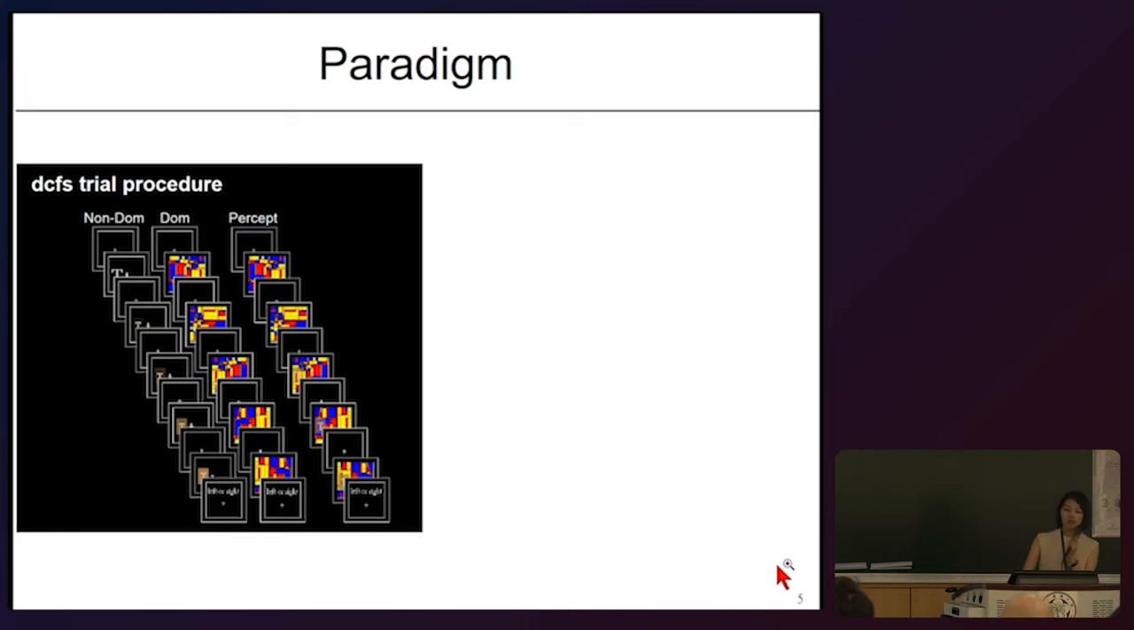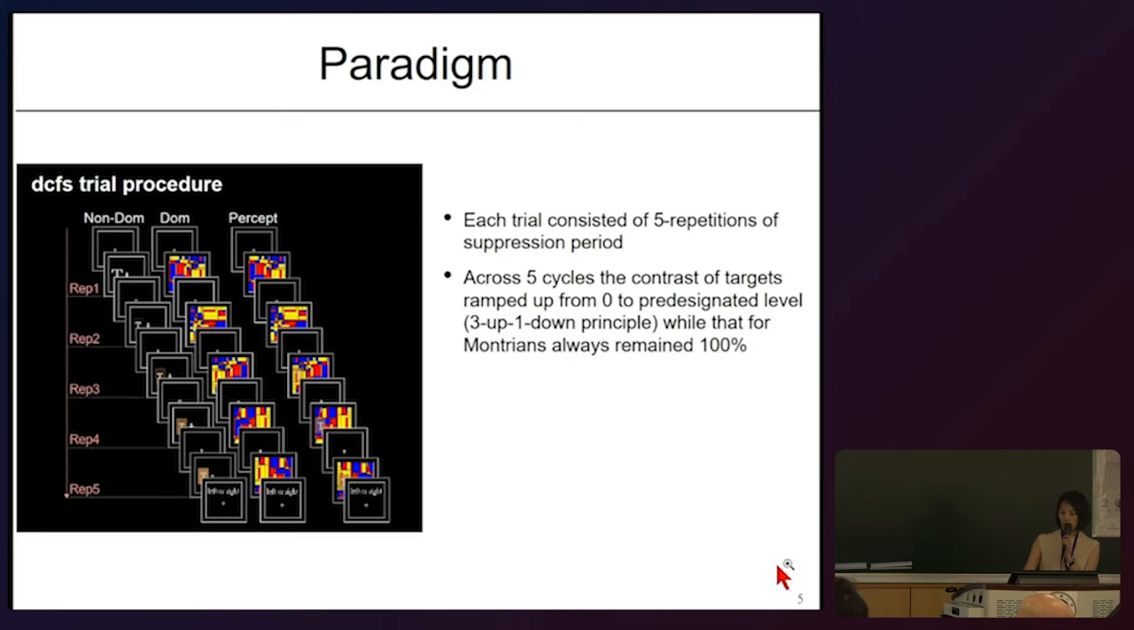Similar to standard BCFS, here we also present a colorful and salient mandarin to people's dominant eye while our target goes to their non-dominant eye. However, different from conventional BCFS, each trial under DCFS consists of 5 repetitions of the suppression period, each followed by a blank, as we can see here. And therefore, we have 5 cycles of on and off presentation.